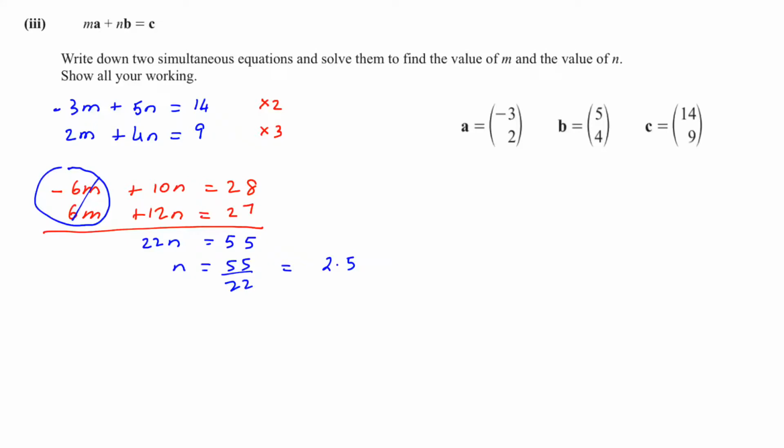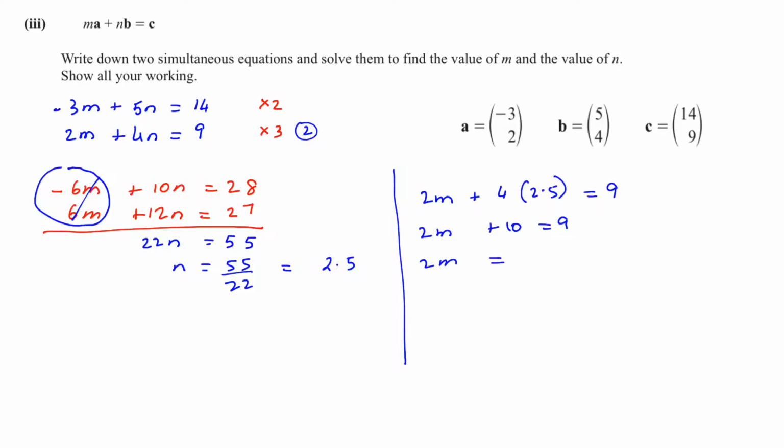To find M, we have to substitute in equation 1 or 2. I'll substitute in equation 2. So in place of N, we are going to put 2.5, is equal to 9. Therefore, 2M plus 10 is equal to 9. 2M is equal to 9 minus 10, which will give us negative 1, and divide by 2, which is negative 0.5. So M is negative 0.5 and N is 2.5.